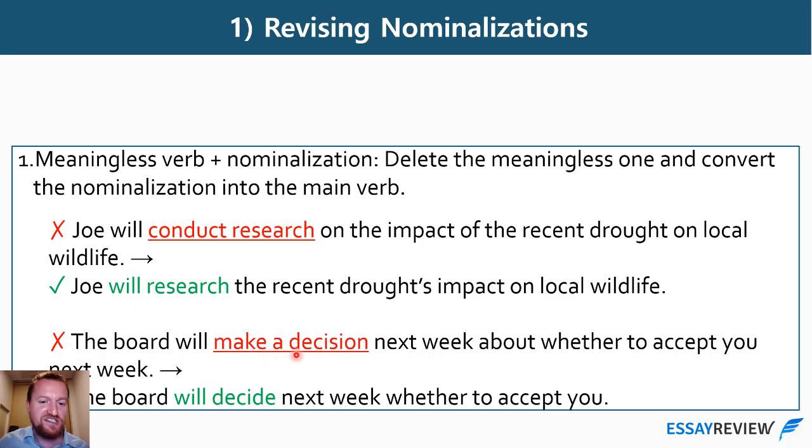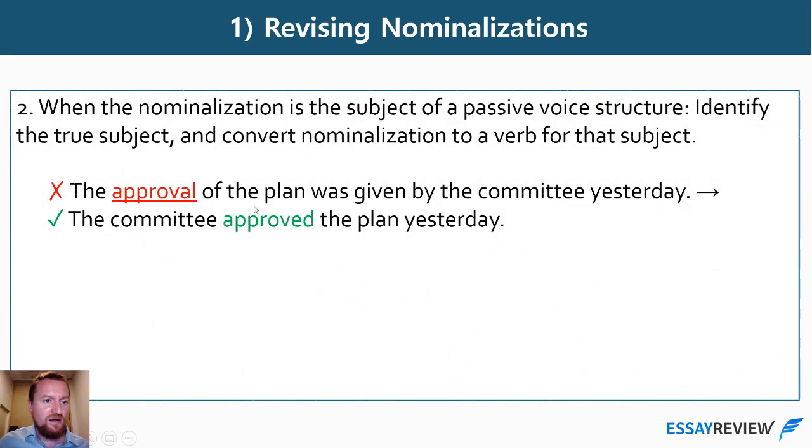The board will make a decision. Why not just "decide"? It's a stronger verb. It's the main verb, actually, so we don't need "make." Decide. The approval of the plan was given by the committee. How about the committee approved the plan? Why do we need "of the approval of the plan" or "the plan's approval"? How about, instead of having the passive "by the committee," we change committee to the subject and use the stronger verb, approved.